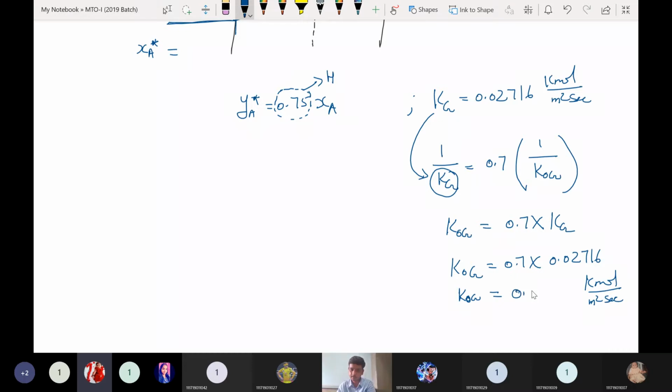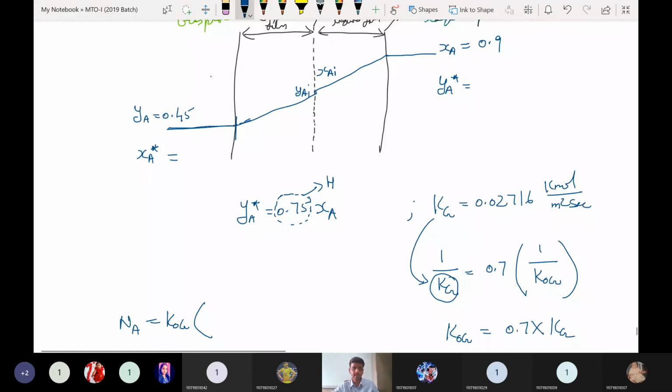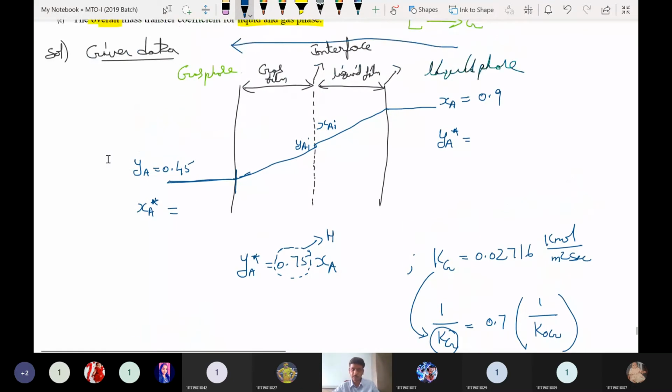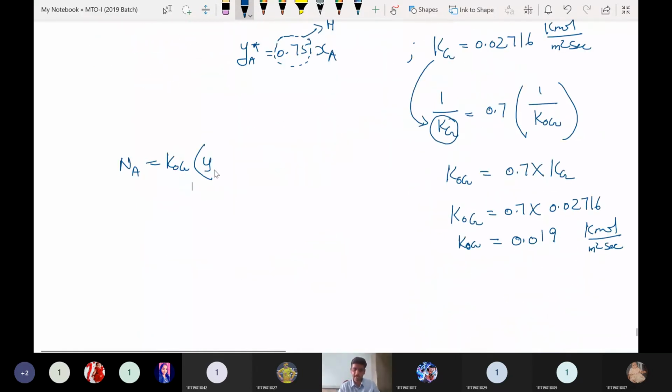This one is 0.019 kilomole per meter square second. Then next we have NA is equal to Kog into the driving force. Flux is equal to mass transfer coefficient into driving force. The transfer is from the liquid phase to the gas phase, so by looking at that profile, we can define these equations: the driving force is YA star minus YA. We know that YA star is 0.75 into XA, so we can find out YA star.